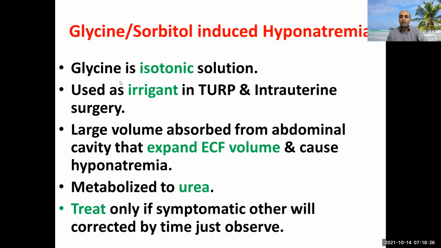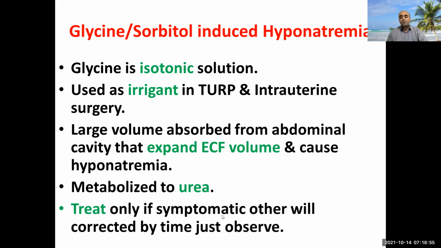Glycine sorbitol induced hyponatremia: glycine is an isotonic solution used as an irrigant in intrauterine surgery. A large volume is absorbed from the abdominal cavity, which expands the extracellular fluid volume and causes hyponatremia. This glycine is, in the end, metabolized to urea. Treatment is only if symptomatic. If the patient is symptomatic, you can treat with hypertonic saline and other measures.